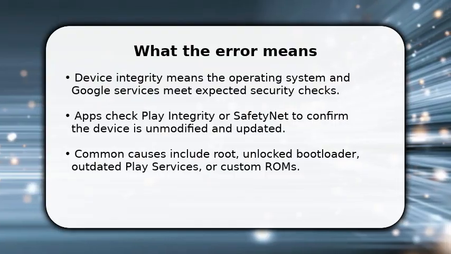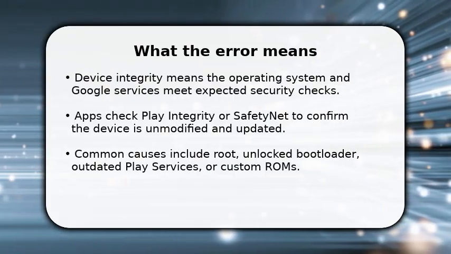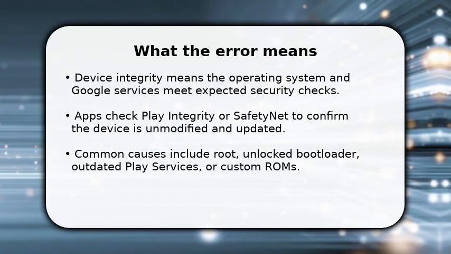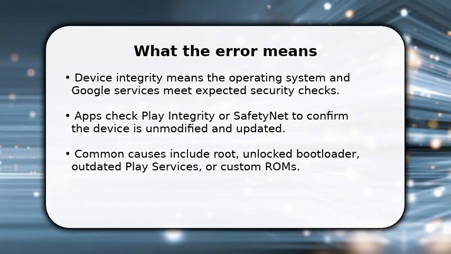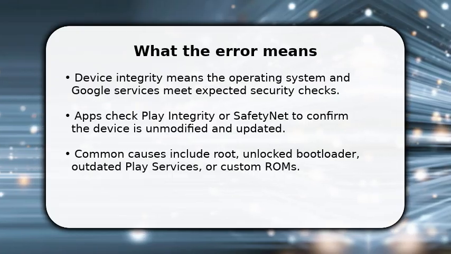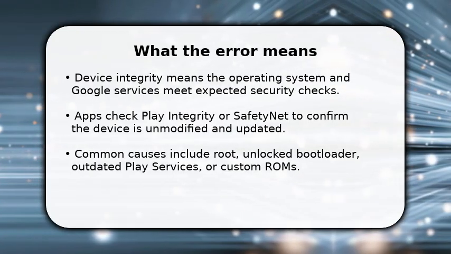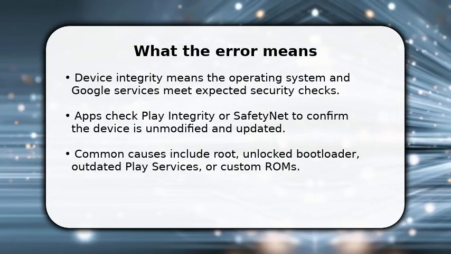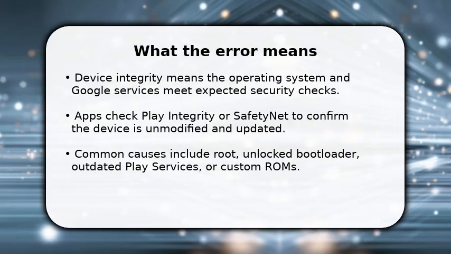Device integrity means the operating system and Google services meet expected security checks. Apps check Play Integrity or SafetyNet to confirm the device is unmodified and updated. When an app reports failure, it cannot verify your device state reliably. Common causes include root, unlocked bootloader, outdated Play services, or custom ROMs. This error can appear on Android 9 through Android 14 devices.